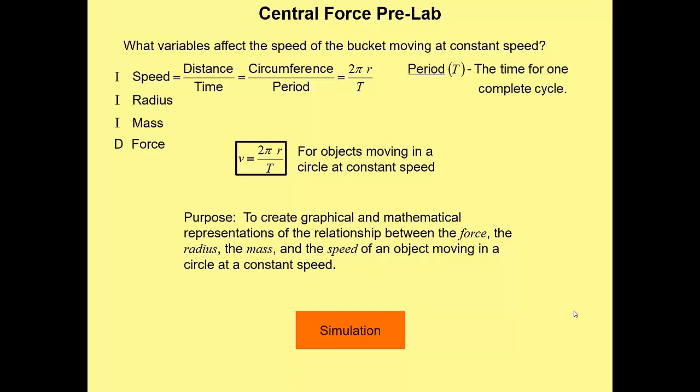So my hope is here that you can use this simulation to do the three parts of the lab. Answer all the questions. And then next time I will post a post-lab, where we'll go over what you hopefully saw and how we can put all three parts together into one math model that relates all four of these variables for objects moving in a circle at constant speed. By the way, there's also a key. So if you're having a little trouble or you want to make sure you're doing things right, you can always check the key as well.